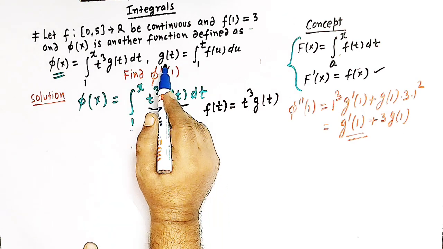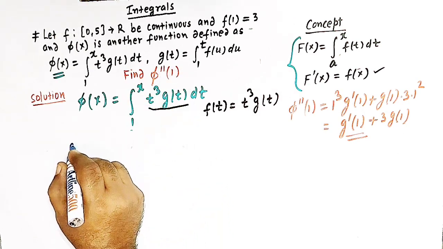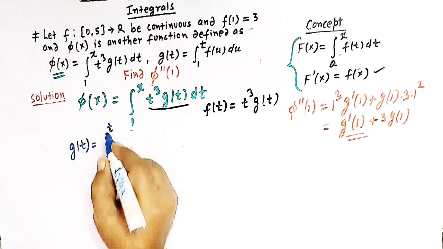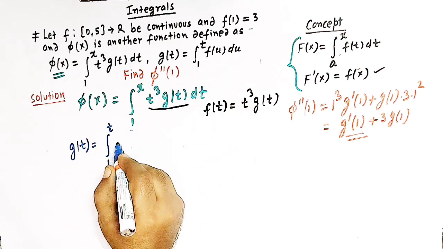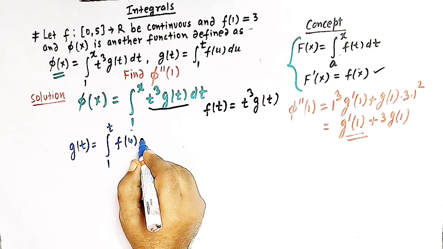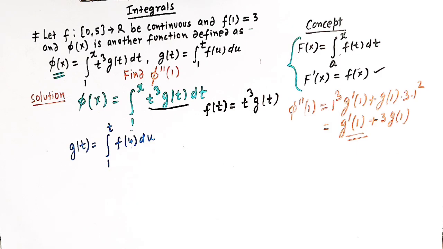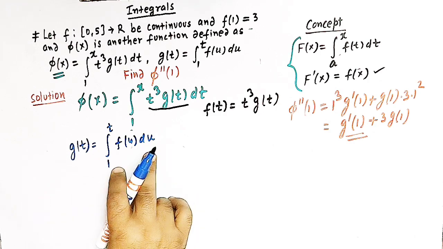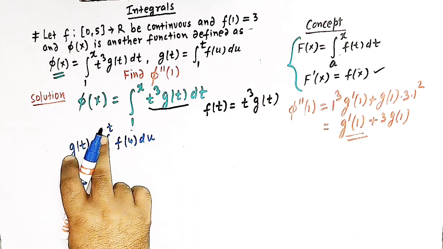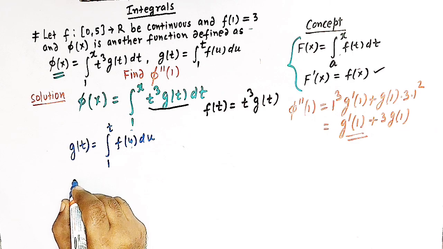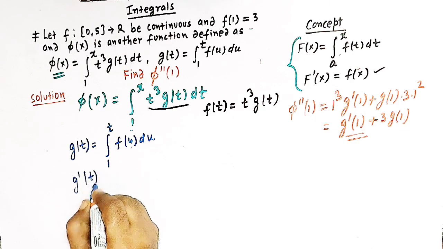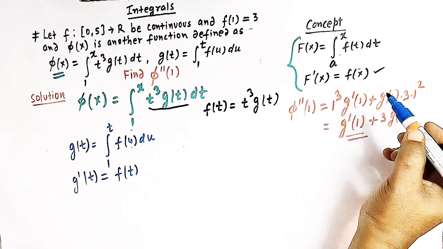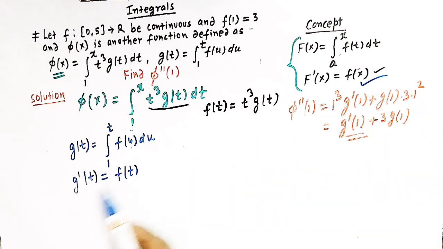So now consider this function g of t. We have g of t is equal to the integral from 1 to t of f of u du, right? And again, if we differentiate both sides with respect to t, then we can get g prime of t is equal to f of t, again using this result, right?